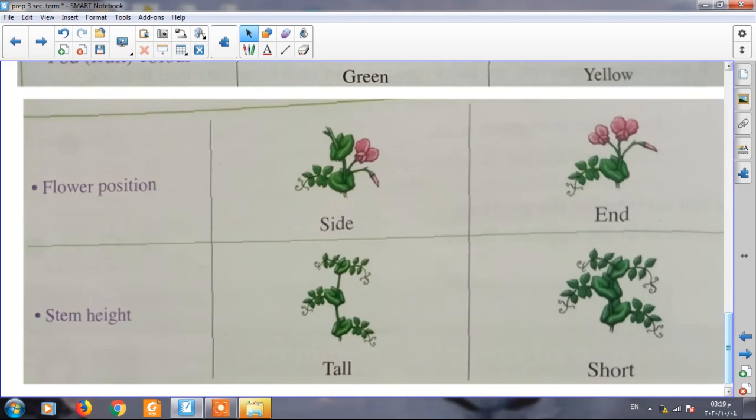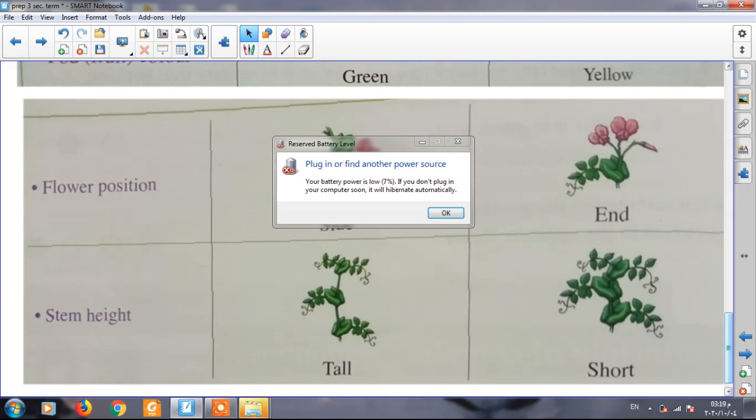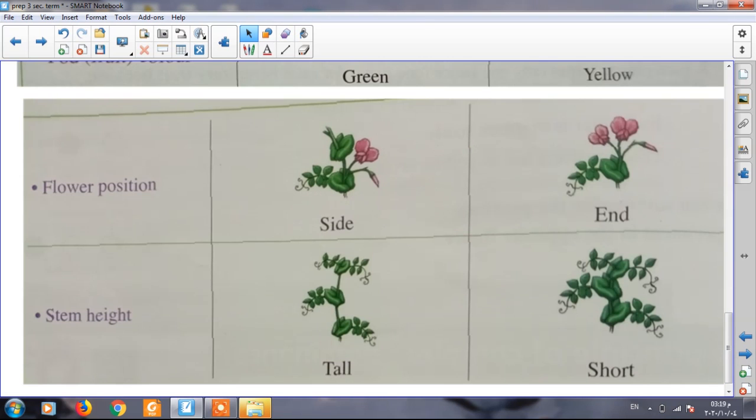So what about the position of the flower? The flower position may be side. What is the meaning of side? It means it comes out from the side of the branch of the plant. But what about the end position of the flower? End means it comes out from the top of the branches of the plant. In this position the growth of the plant stops, but in the first position, side, the plant is still growing. Which one is dominant? Dominant is the side position, but recessive is end.